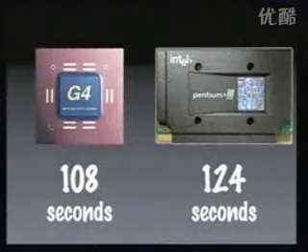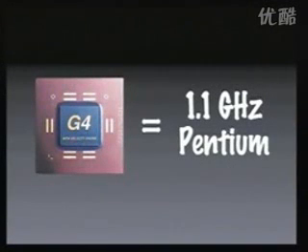And it took 108 seconds for the Power Mac to complete this task. The same task took 124 seconds on the Pentium 3 running at a gigahertz. And if you calculate this, it yields the result that the Power Mac G4 running at 500 megahertz is the equivalent of a 1.1 gigahertz Pentium in performance. So we thought this was great.